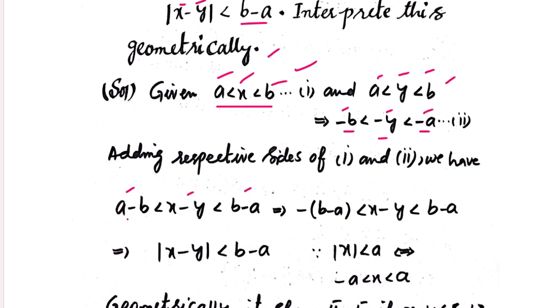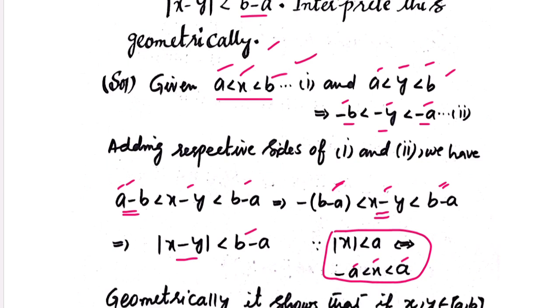We can write a minus b as minus times b minus a by taking minus common. This becomes minus (b minus a) less than x minus y, less than b minus a. Again, using the concept that I discussed above, the absolute value of x is less than a if and only if minus a is less than x, x less than plus a. So x minus y, this is my central number, is less than b minus a and greater than negative of b minus a. So it can be enclosed as the absolute value of x minus y less than b minus a. That is what was required to prove.